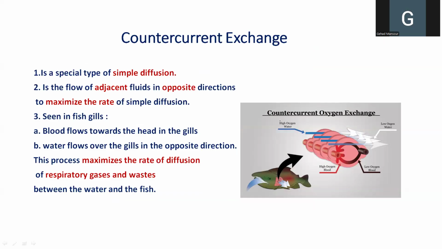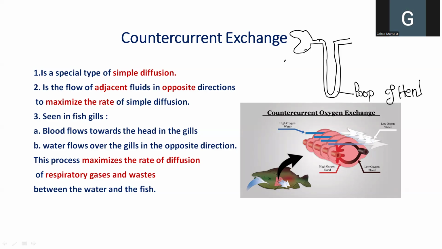Another more complicated type of passive transport is the countercurrent exchange. And the countercurrent exchange is a special type of simple diffusion. We have talked about countercurrent mechanisms before in the kidney, when we studied the structure of the nephron, which is the functional unit of the kidney. And we saw that inside the renal tubule, we have plenty of U-shaped loops that are called the loops of Henle, named after the scientist who described them.